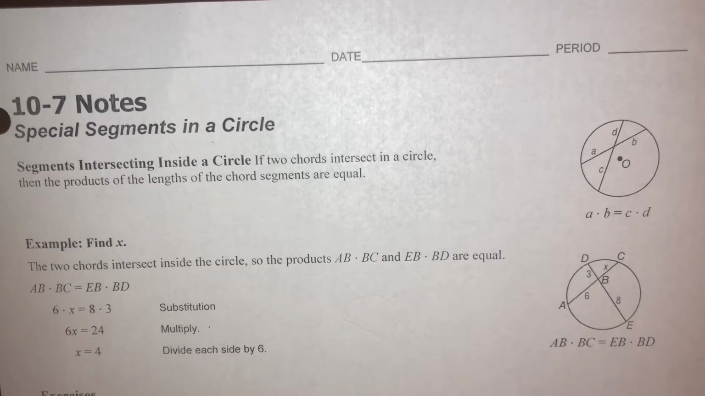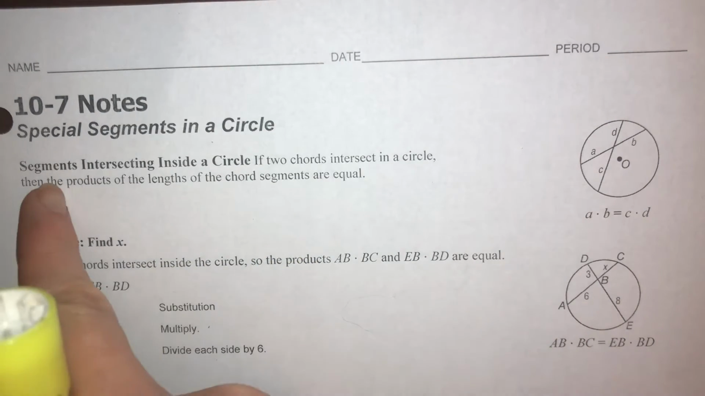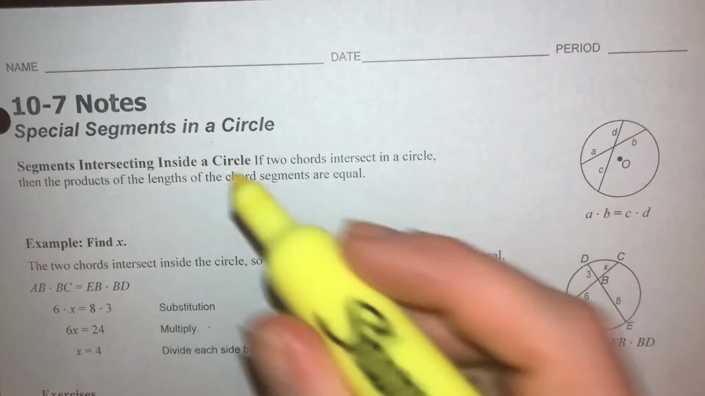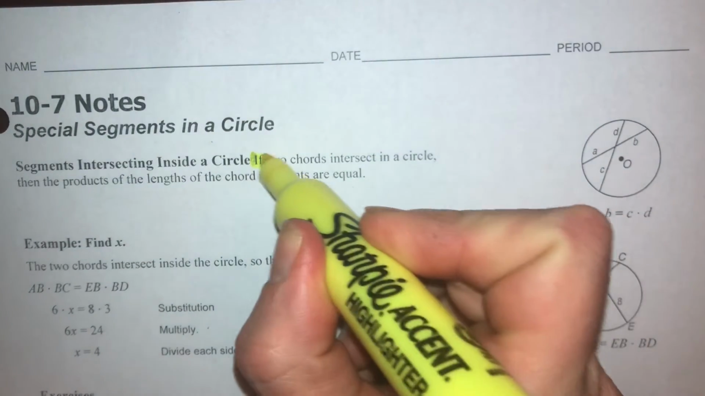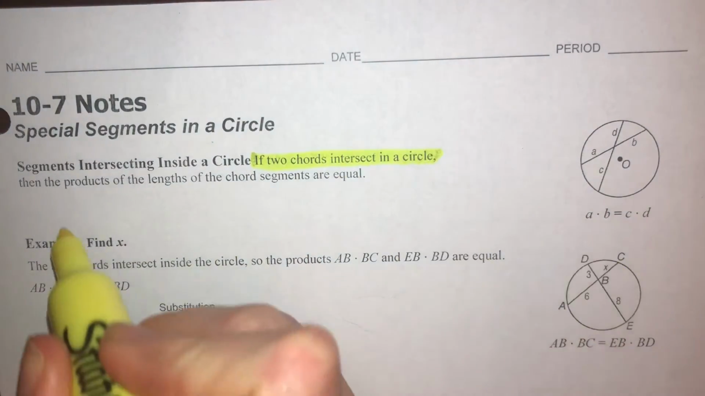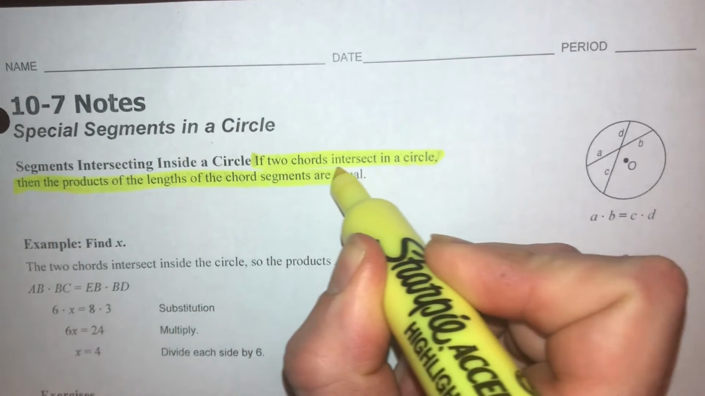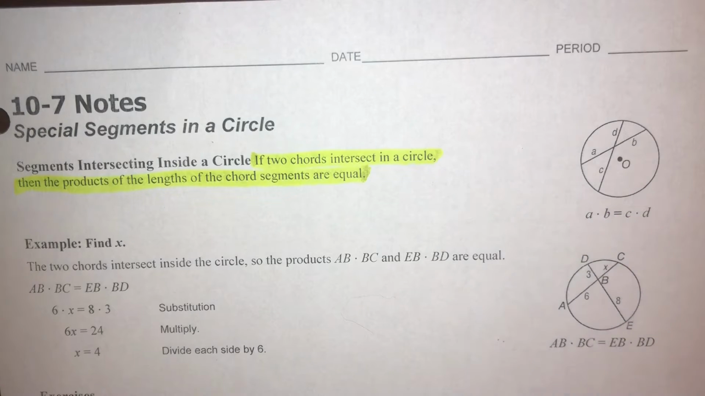We have a property at the top of the page that's important to know. It's about segments intersecting inside a circle. If two chords intersect in a circle, then the products of the lengths of the chord segments are equal.